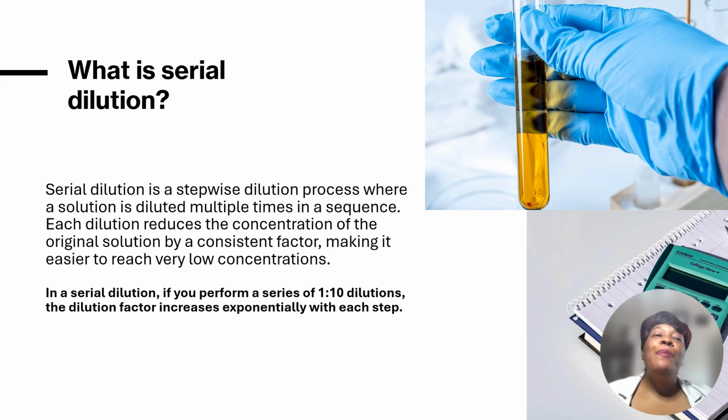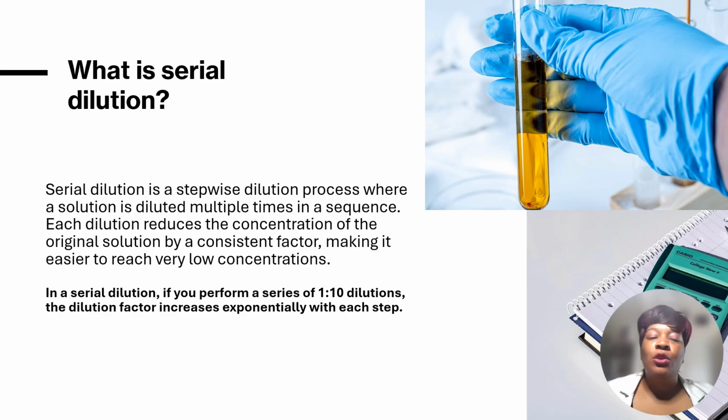There is one example that you have to know about when it comes to calculations with dilutions. A serial dilution is basically a stepwise dilution process where a solution is diluted multiple times in a sequence. Each dilution reduces the concentration of the original solution by a consistent factor, making it easier to reach very low concentrations.